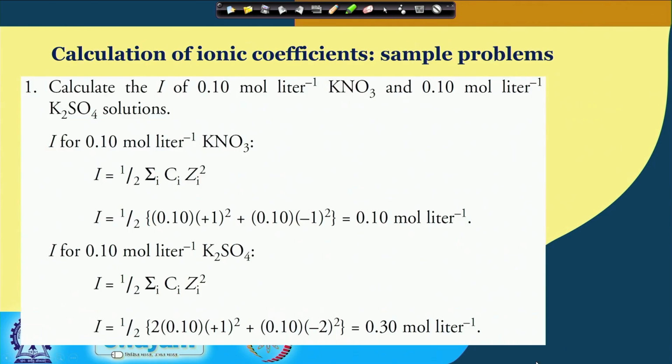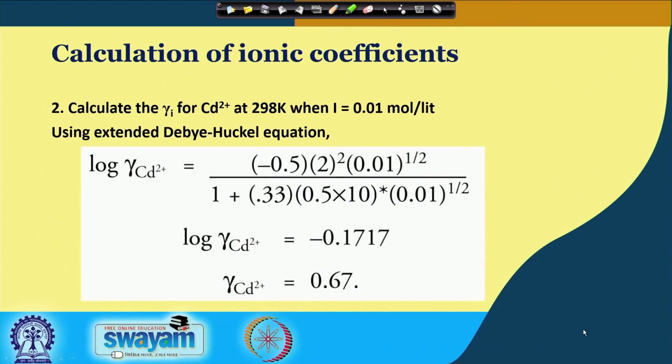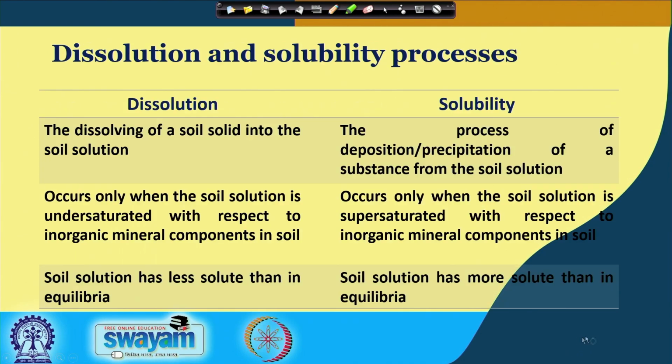And then we have shown you the calculation, the sample problems, for measurement of ionic strength for different compounds like potassium nitrate as well as potassium sulfate. And also, I have shown you how to calculate the activity coefficient for cadmium ions at a particular temperature and with a particular ionic strength.